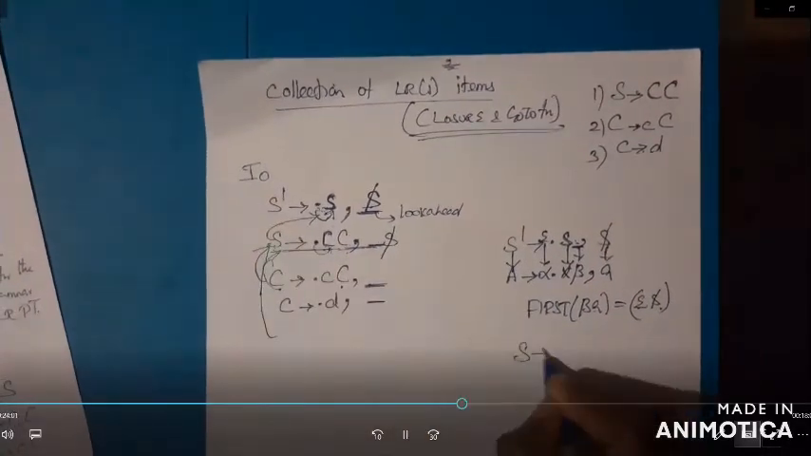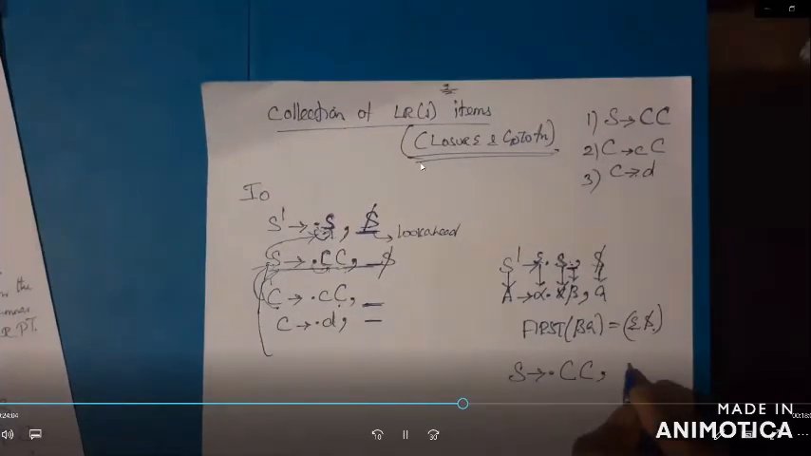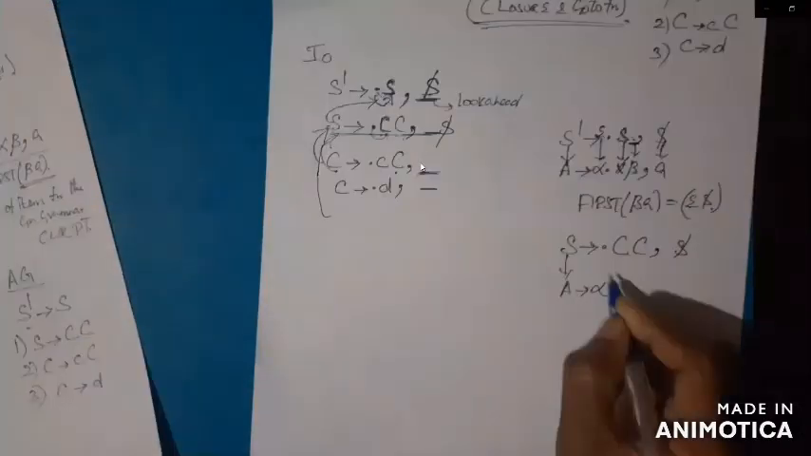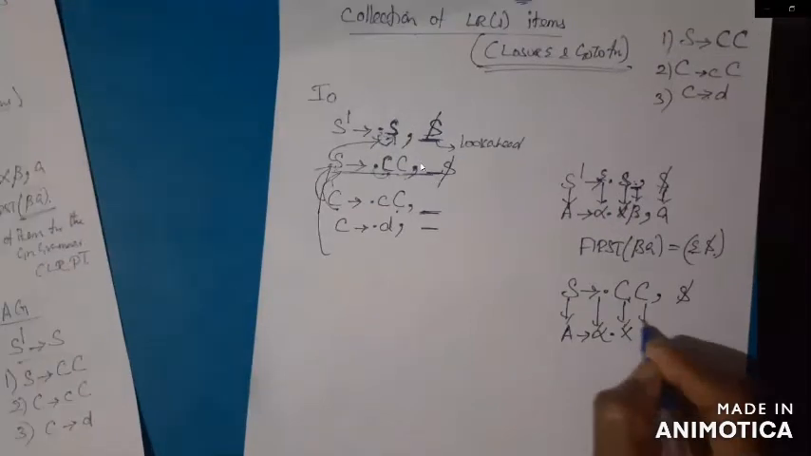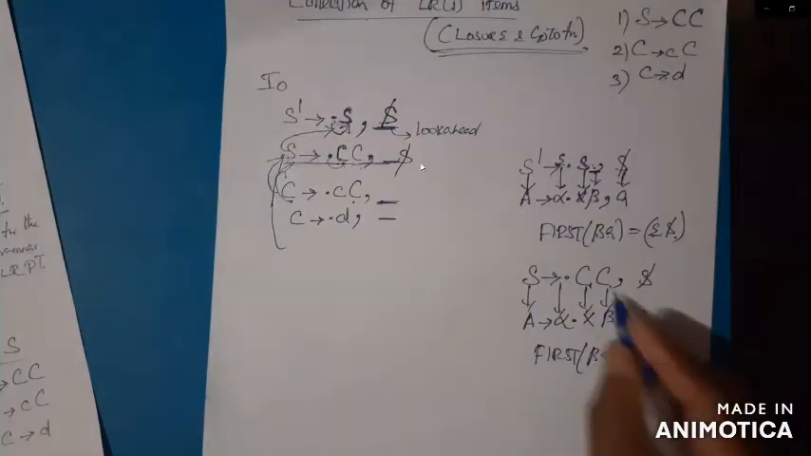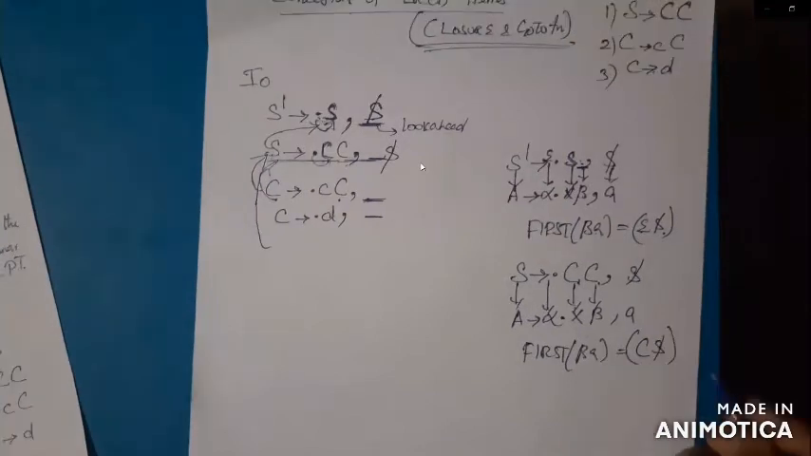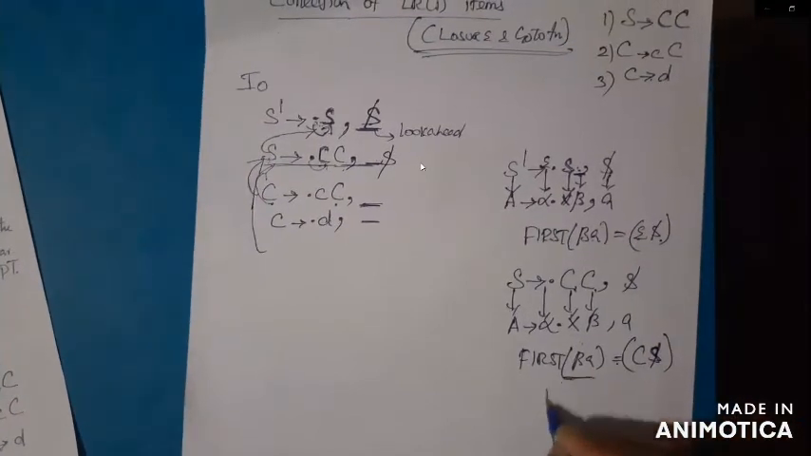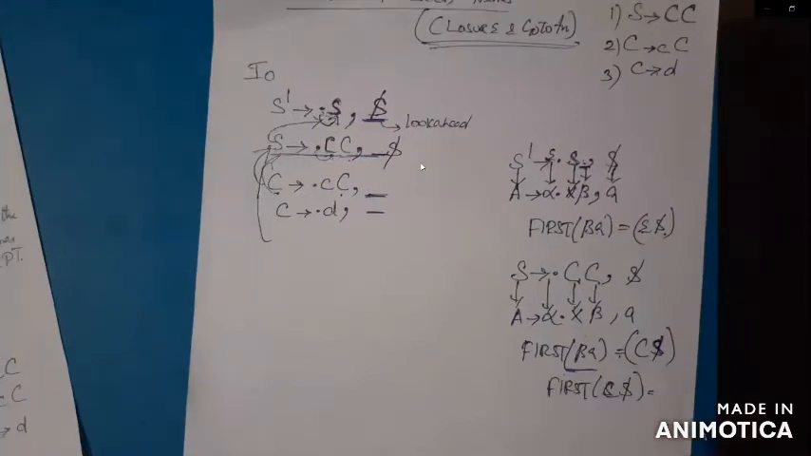So here S tends to dot capital C capital C dollar. Here check A alpha here empty, capital X is B, beta comma A. So what is first of beta A here? Beta here is capital C, small a is dollar. So what is first of C dollar? First of beta A is first of C dollar. So what is first of C? First of capital C is here capital C.